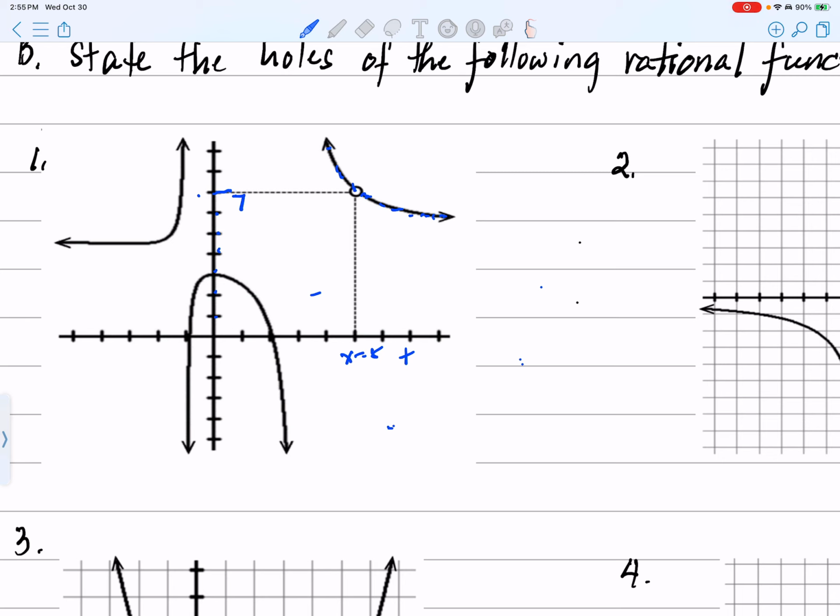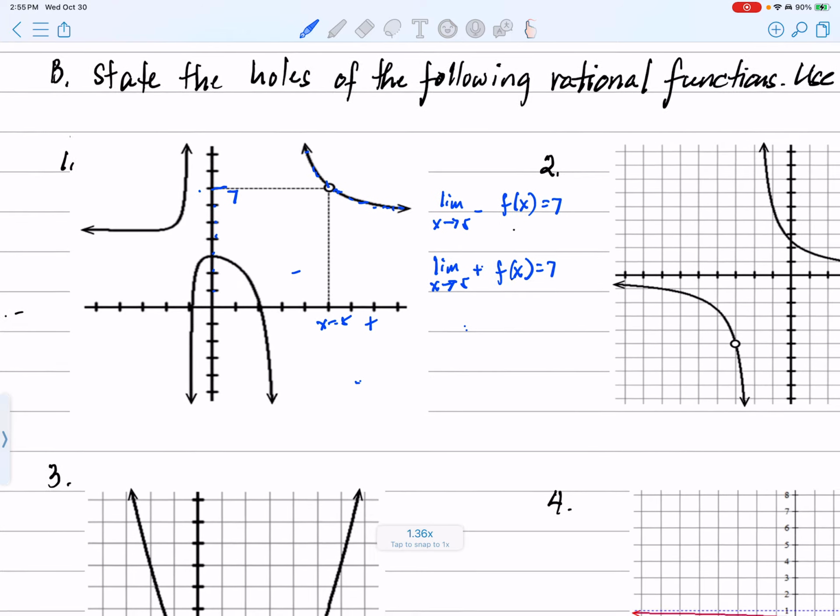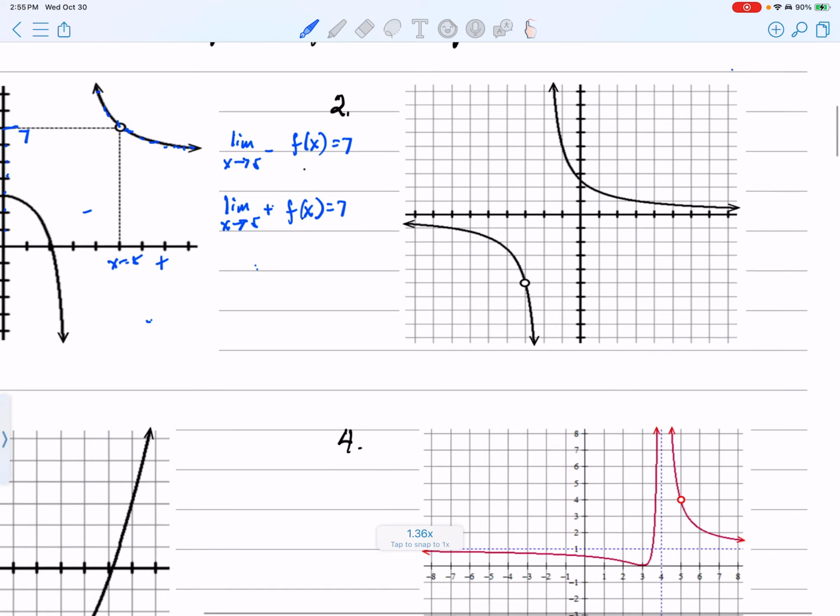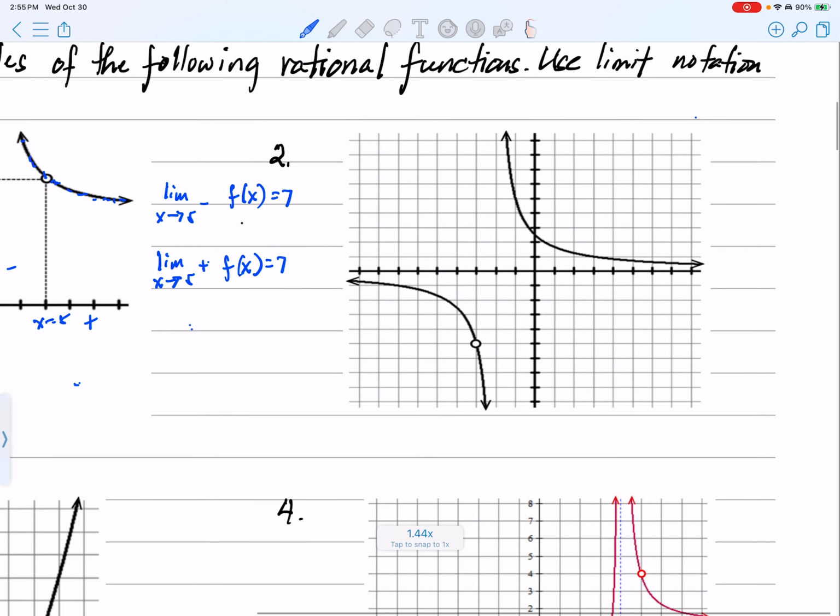In other words, we can write our limit notation now. As x approaches 5 from the left, the function of x is 7. The limit as x approaches 5 from the right, the function is 7. All right, let's do this. Where is our hole located? Right here.